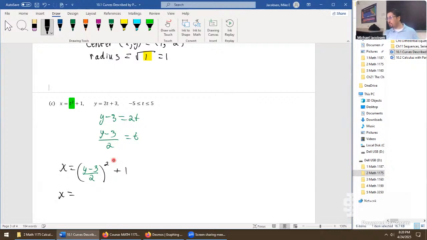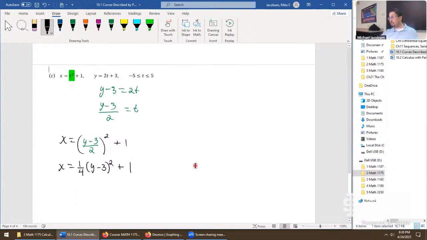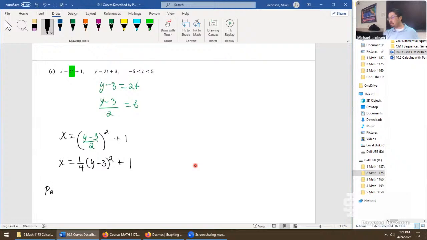So continuing forward on this, we have 1/4, squaring the denominator. Numerator squared is going to be y squared. You know what? Actually, let's leave it like that. Why expand that out? This is now in vertex form. Expanding it out is kind of hiding information. And plus 1.